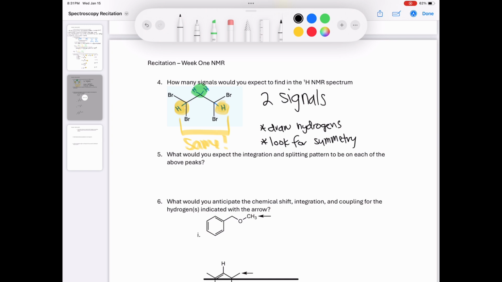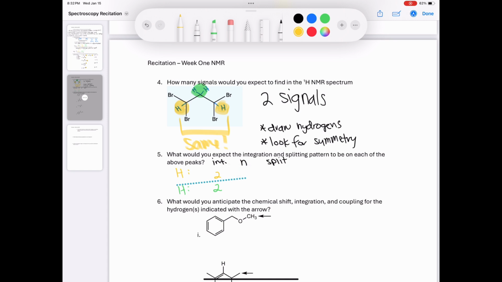Question 5 asks us what we would expect the integration and splitting pattern to be for that molecule. So I'm going to use yellow to denote the signal coming from the 2 protons highlighted in yellow, and then green for the signal coming from the protons highlighted in green. And again, we're looking for integration, I'm going to find n, and then the splitting. So the protons in yellow should integrate to 2 because there are 2 protons making that signal, and same thing with the ones in green. There are 2 protons making that signal, so they both integrate to 2.